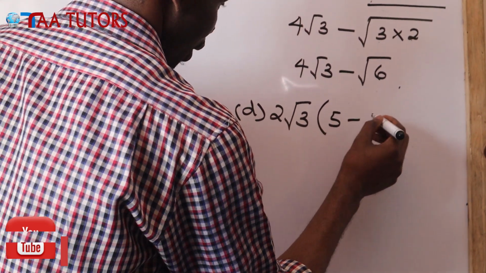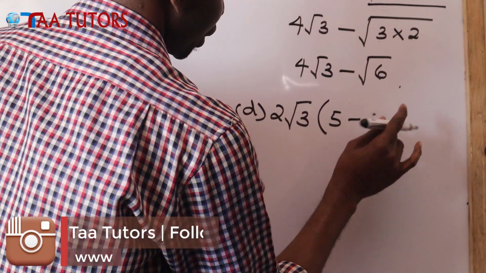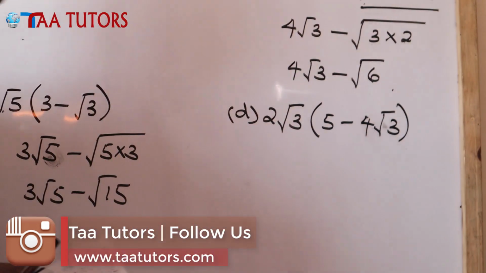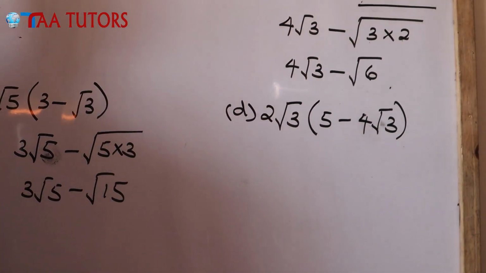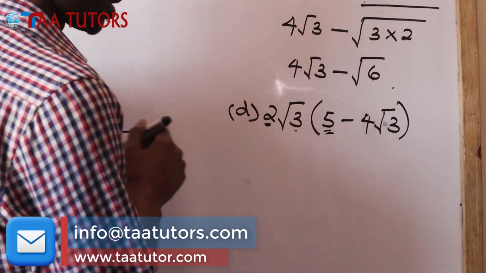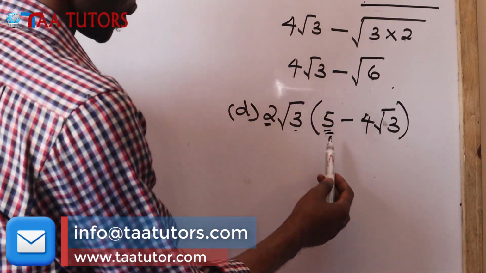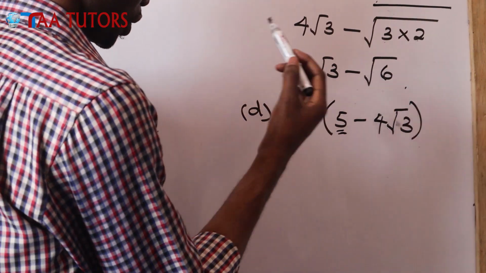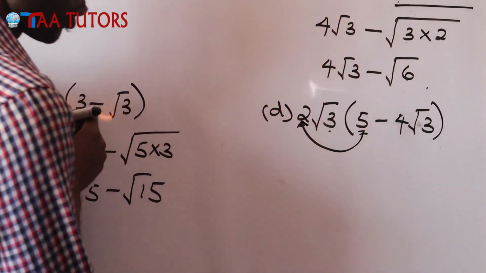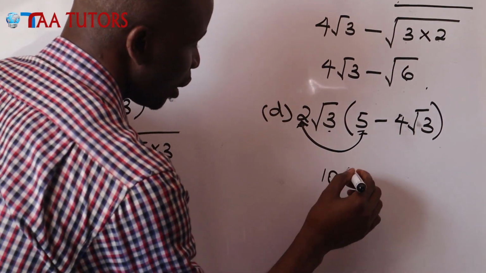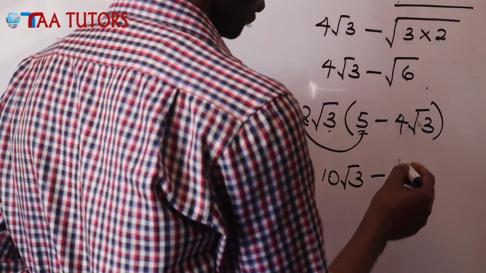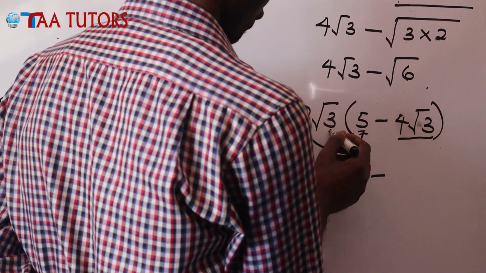5 minus 4√3. Good. So let us see. This number here, 5, can only affect this 2, not this root here. So if you have 2 times 2√3, then it's going to be 5 times 2, which is 10, then √3. So here, this 5 I said can only multiply 2. So it will be 10√3 minus, again here we have 4√3 and 2√3.